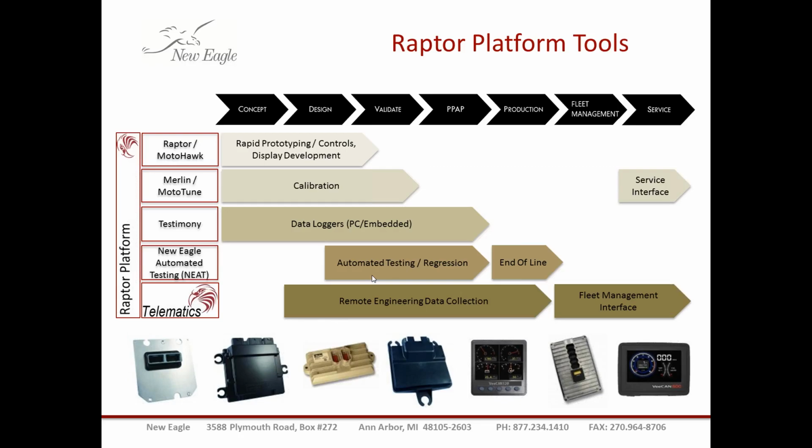That tool can also be used at the end of line to do reflash of the controllers and configuration of end-of-line calibrations like a VIN number or other things that you might want to do to configure a vehicle as it's leaving a production facility. And that can also generate a kind of like a vehicle manifest or a PDF that describes the software versions, serial numbers, VIN numbers as the vehicle leaves the production line.